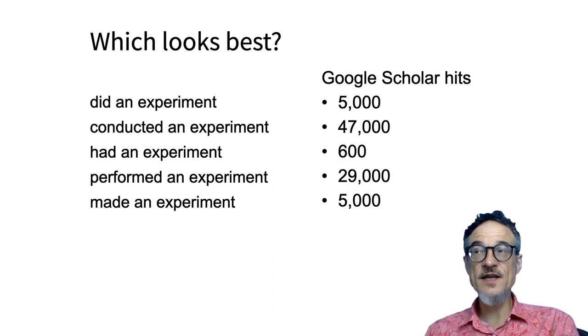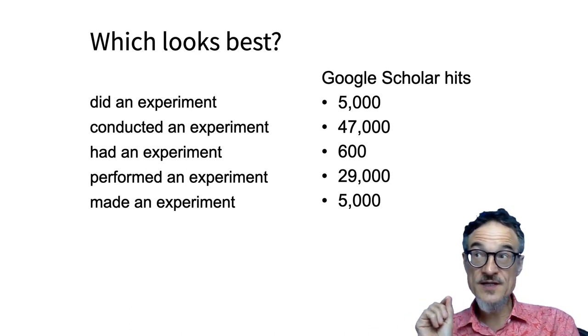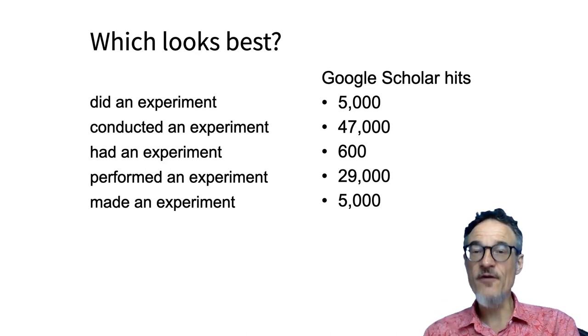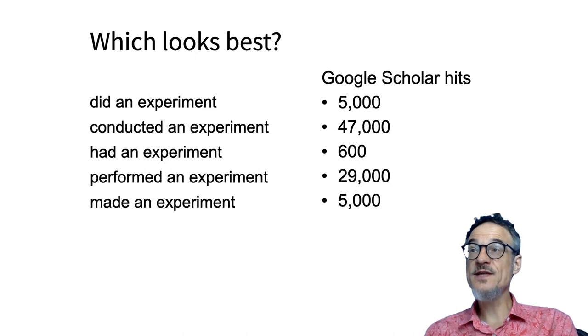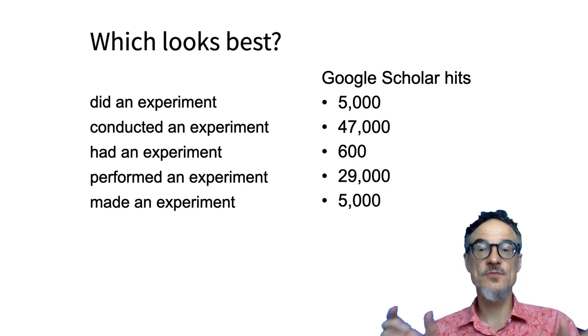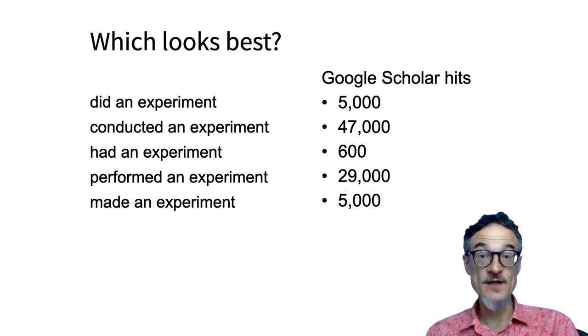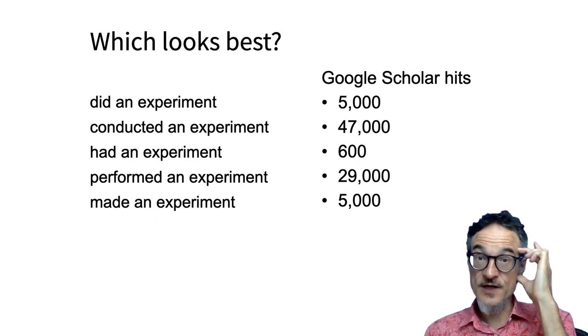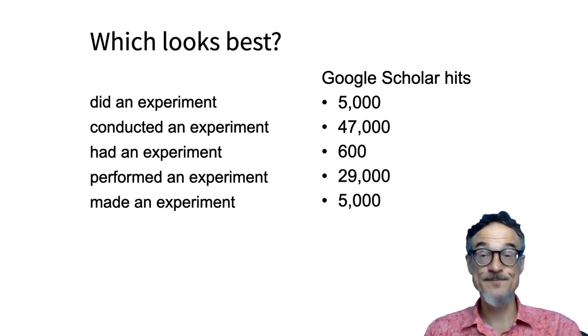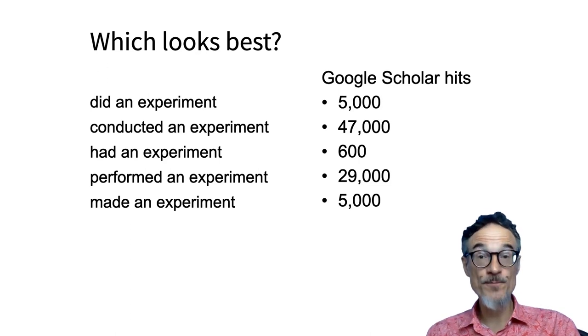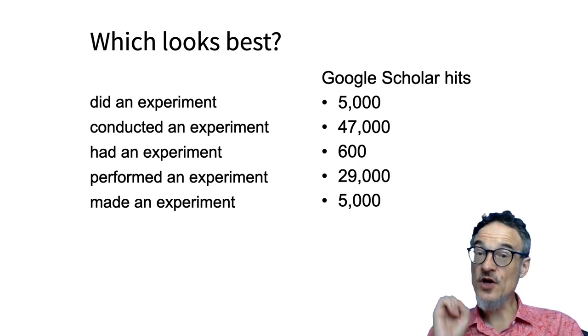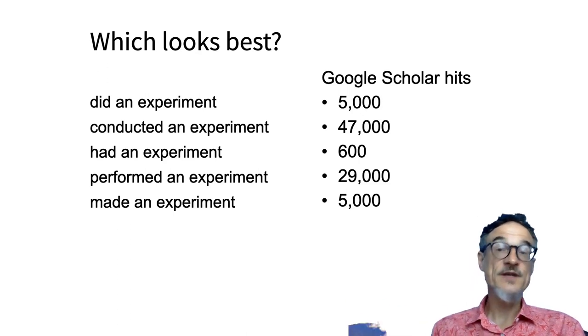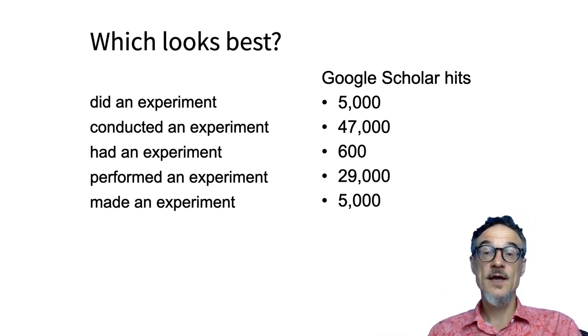One thing we can see is none of them is zero. So none of these is wrong. We can see that "had an experiment" is not very common in Google Scholar. We can see that "performed an experiment" and "conducted an experiment" are the most common. So these are the most useful collocations. These are the most likely things that you would write if you were writing a paper about an experiment that you did or an experiment that you conducted. And again, this is in Google Scholar, so this is in academic writing. If you're having a conversation with somebody, then you probably would say, "I did an experiment." So the different words are being used differently in different situations.